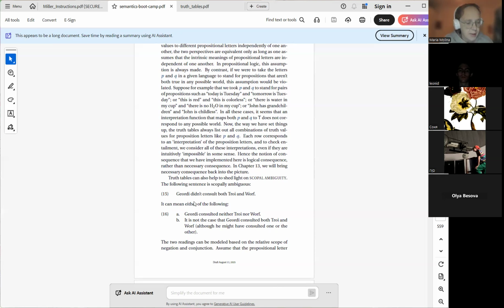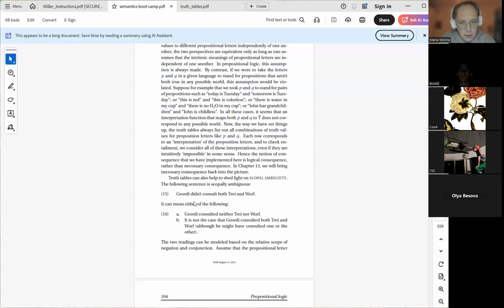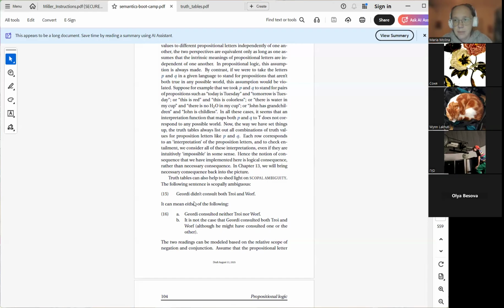There are actually better examples, but nothing comes to my mind. I'll check. One moment. Anyone can think of an example of scopal ambiguity? Can you give me an example instead of correction?